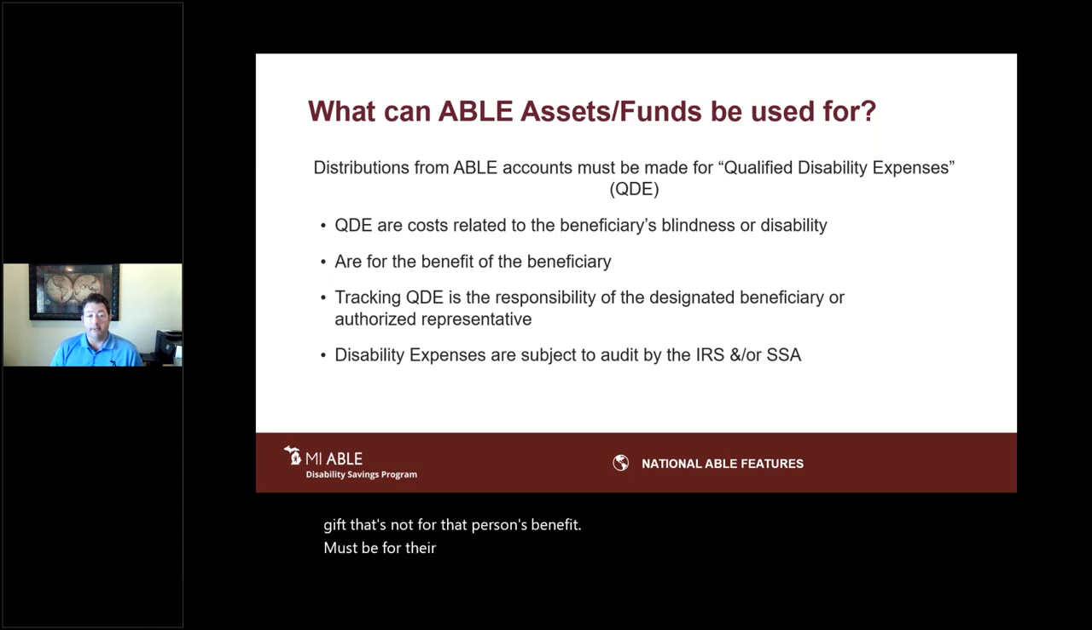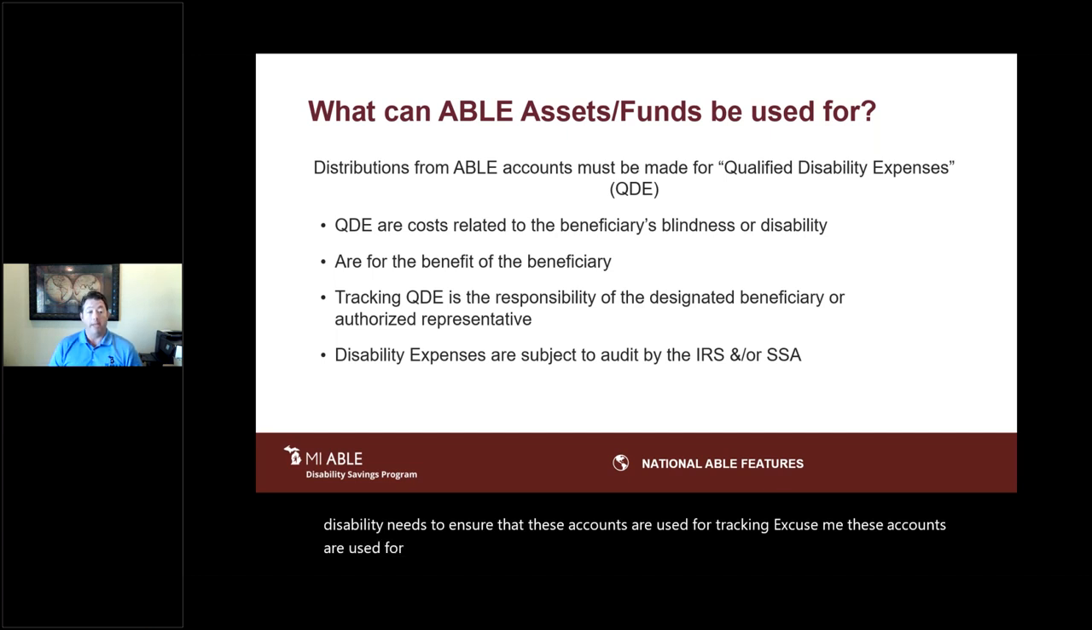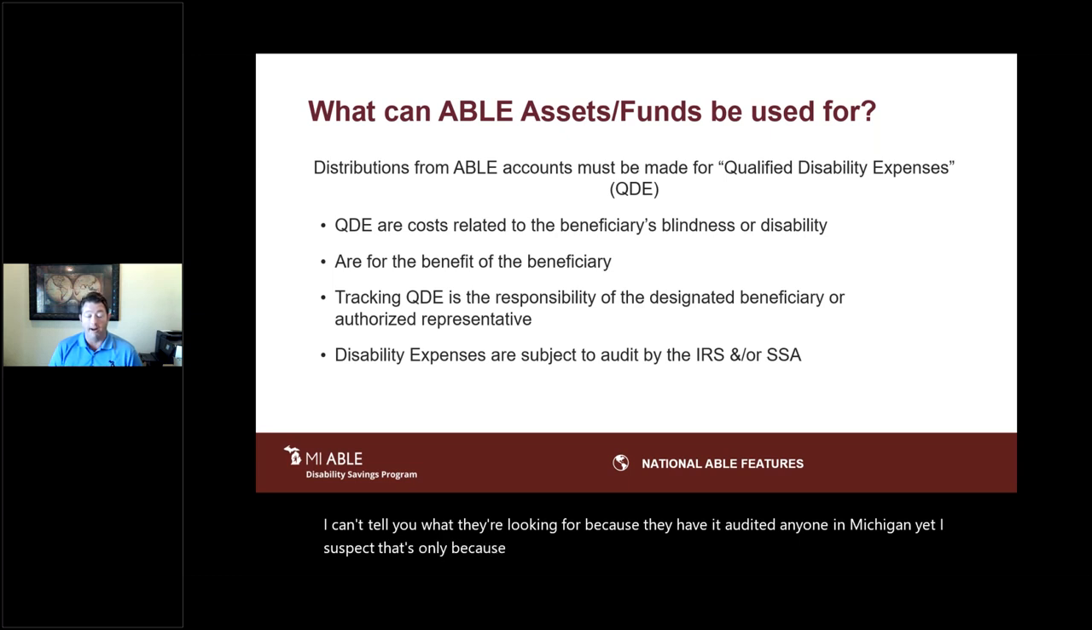Tracking of QDE is a responsibility of the designated beneficiary or their authorized legal representative, whether that's a parent, sibling, spouse, grandparent, power of attorney, all that previous list. Whoever is responsible for helping the person with a disability needs to ensure that these accounts are used for purchasing qualified disability expenses. Because disability expenses are subject to audit by the IRS and the Social Security Administration. I can't tell you what they're looking for because they haven't audited anyone in Michigan yet. I suspect that's only because it's so new. It's such a new product.